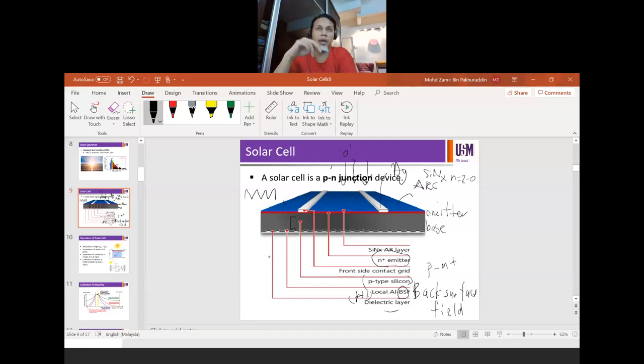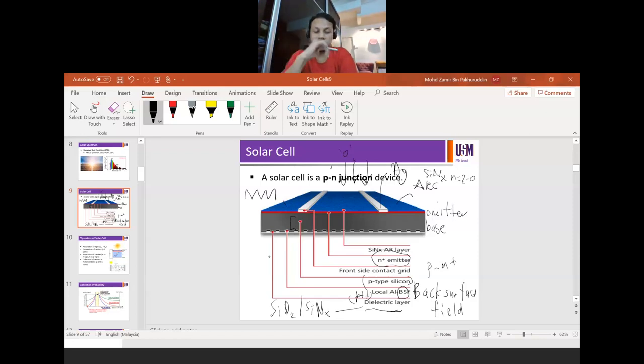It will actually repel electrons away from the rear surface, preventing them from recombining with holes and causing loss of carriers. So that's why we have it there. We also have a dielectric layer, usually made of silicon oxide and also silicon nitride. We're going to see why later on, but briefly, it's there to do surface passivation for your back surface.